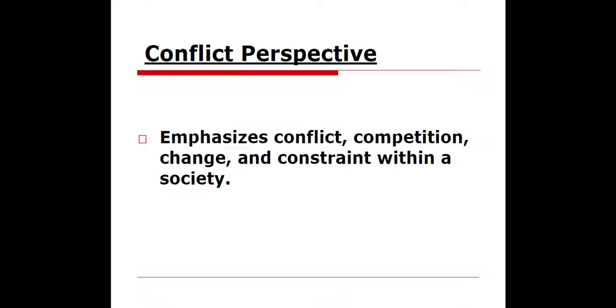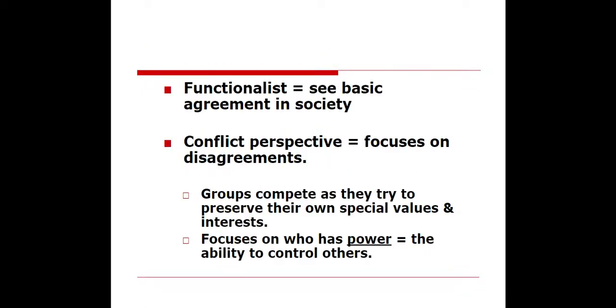This is pretty easy. Please don't get this wrong on the test. This is the perspective that emphasizes conflict. Obviously, it's called conflict perspective. But not only conflict, it also emphasizes competition, change, and constraint within a society. So you get a good idea of what this is going to focus on. Functionalists, if you think about what we just talked about, see the basic agreement in society, so how we work together to get things done. Conflict perspective is going to take the angle where they focus on how disagreements play a role in what's going on.